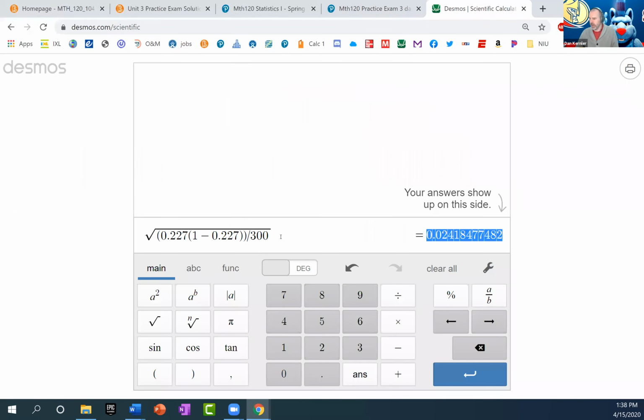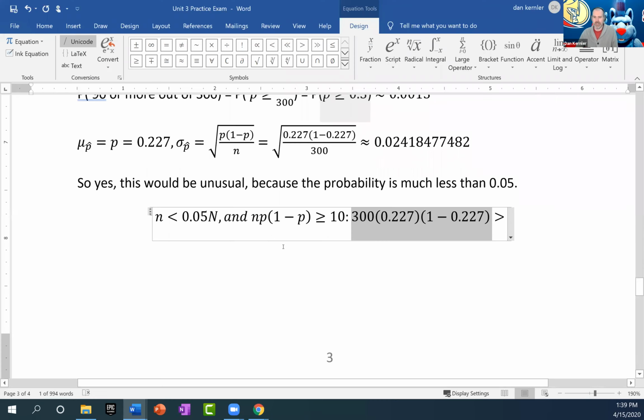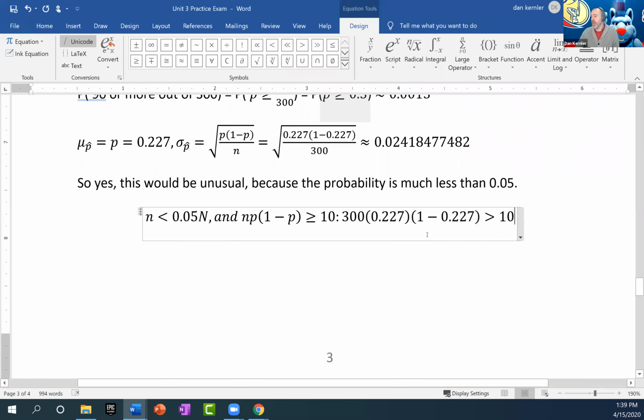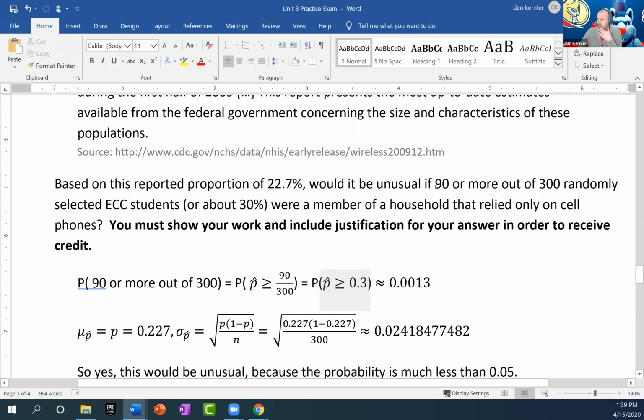I'm just going to paste that over here. So that's 52.6. So it's definitely true. It's definitely greater than 10. So we could have done a confidence interval for this question. In fact, I bet we could use a confidence interval to answer the question if it's unusual. Sorry, I'm easily distracted.